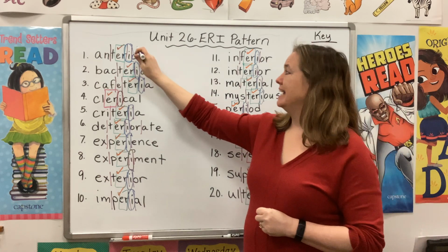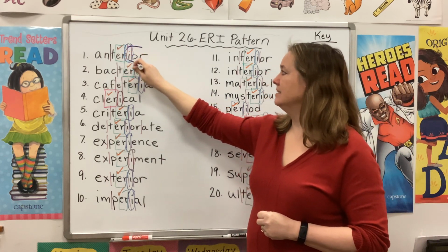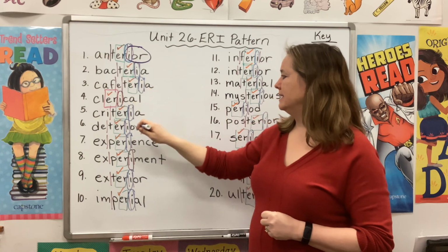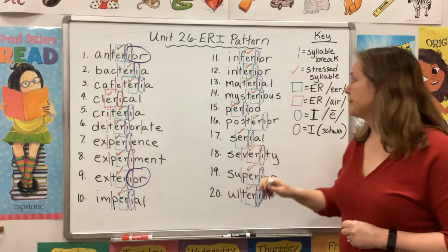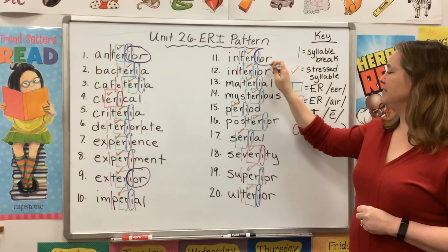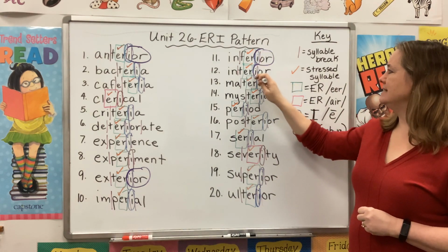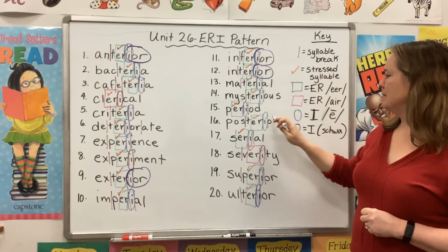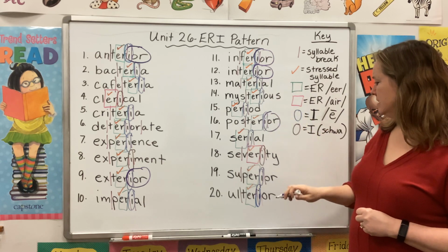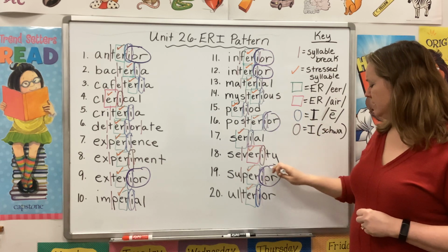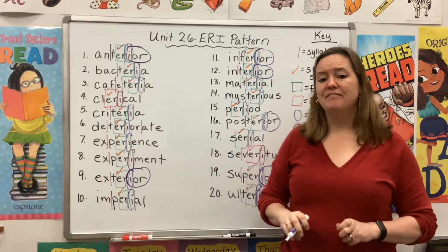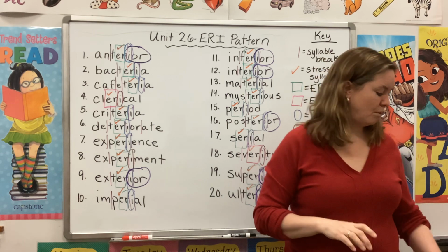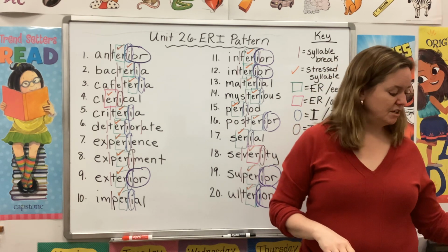For instance, anterior. We see it with exterior, inferior, interior, posterior, superior, and ulterior. Okay, this is a suffix we haven't talked about before, but it's a good one to know.